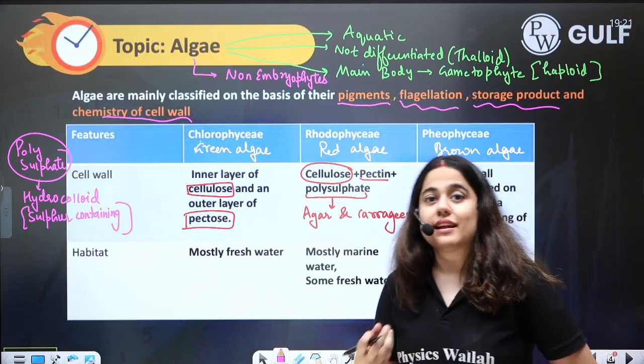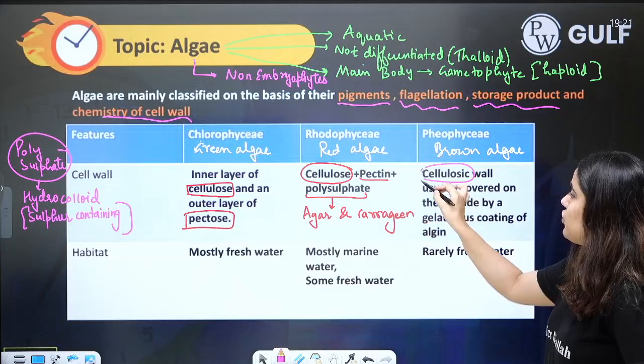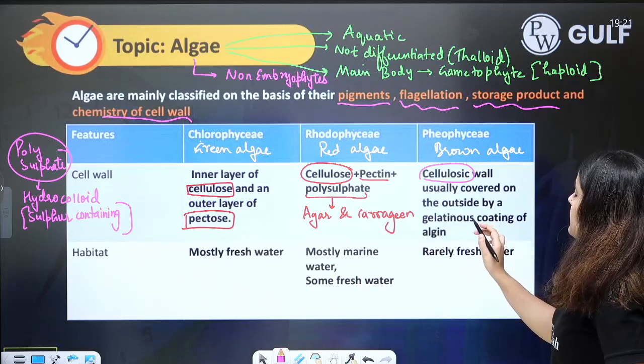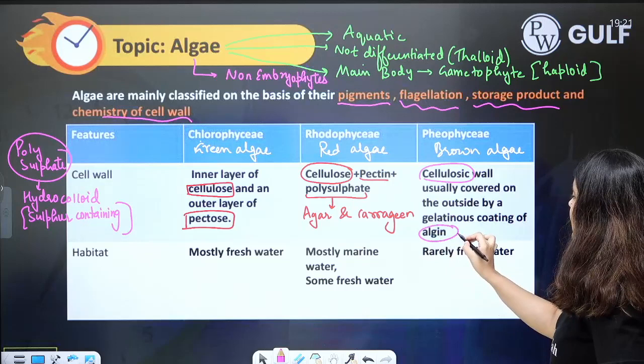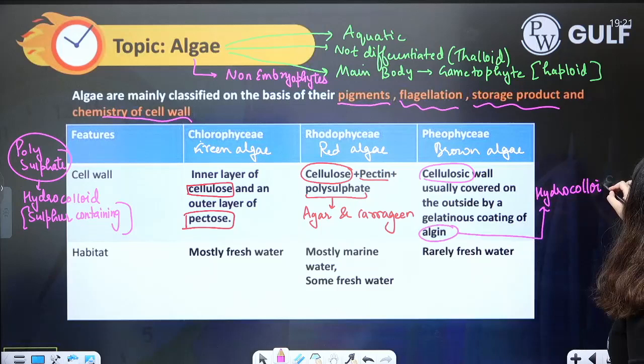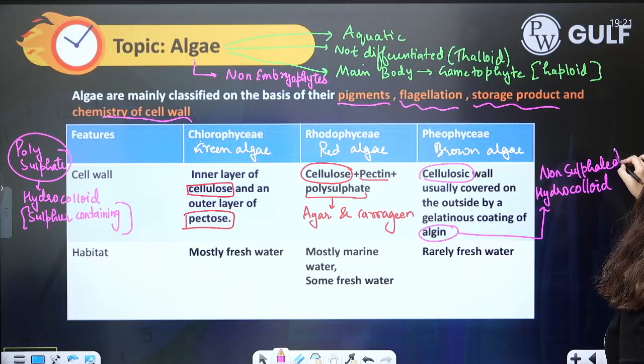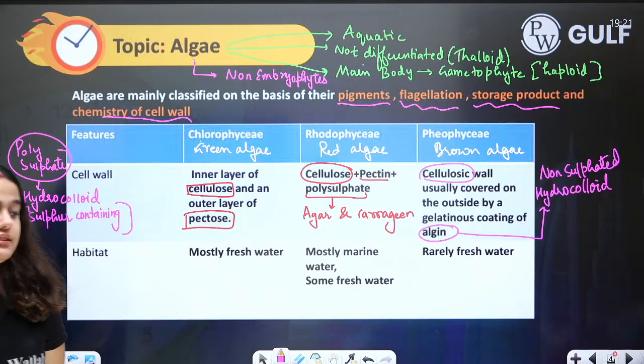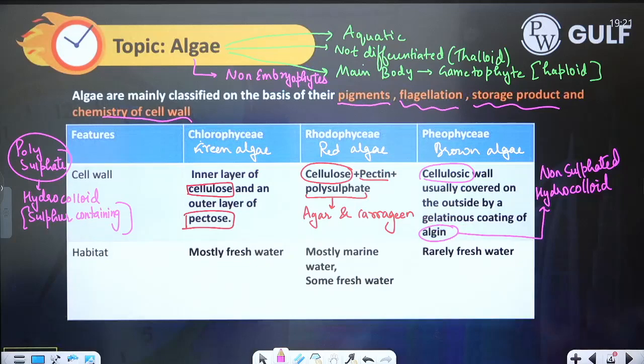Let's come to Phaeophyceae. They have cellulose. They also have cellulose. Beta, all plants have cellulose in their cell wall. They have a gelatinous covering known as algin. Algin is also a hydrocolloid, but it does not contain sulfur. So it is a non-sulfated hydrocolloid, which means it does not contain sulfate. And hydrocolloid means good water holding capacity. So agar and carrageen, we extract them from the cell wall of red algae.